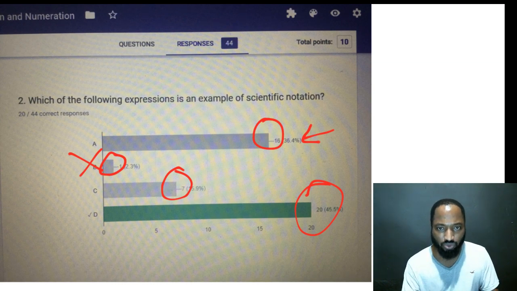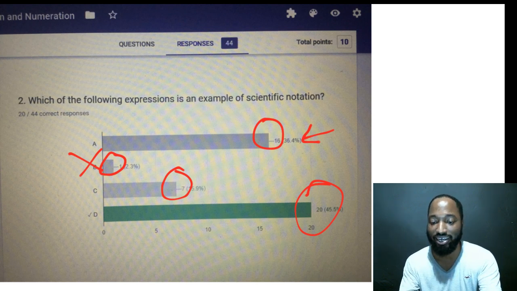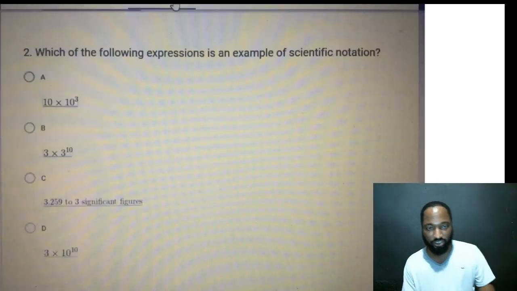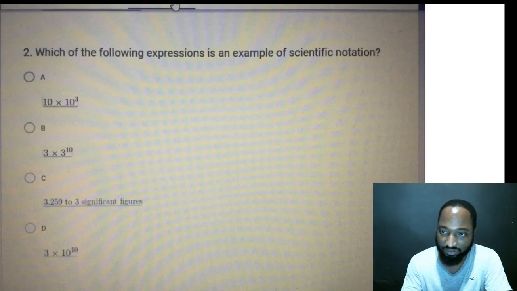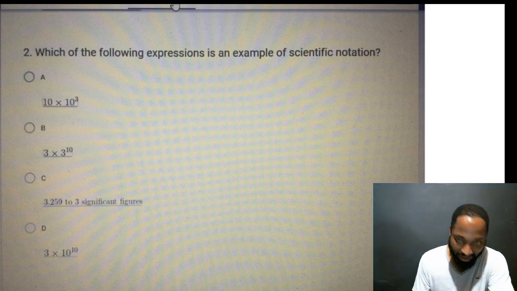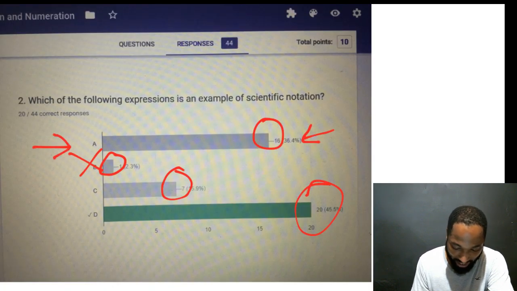This was question 2. Yes, this was a very, very tricky question. Let me make sure I had the correct answer here. Let me snap this question. Alright, let's bring it up on the screen so that you all can see. Which of the following expressions is an example of scientific notation? Right, and you notice the major wrong answer was A.